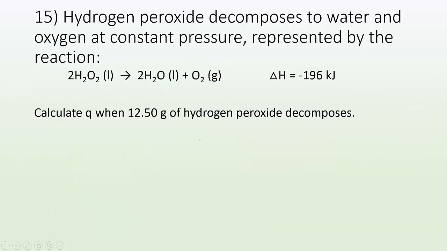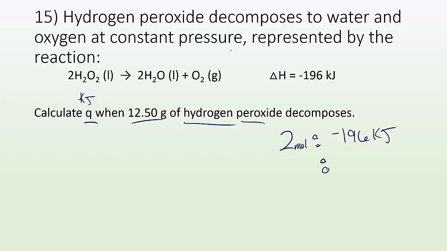All right. 15. More of the same but different. Hydrogen peroxide decomposes to water and oxygen at a constant pressure. They're represented by the reaction as follows. They give you the delta H. It says calculate Q, which is, again, kilojoules, when 12.50 grams of hydrogen peroxide decomposes. So again, we're going to set up a proportion. I know that 2 moles of hydrogen peroxide gives me negative 196 kilojoules as my delta H. So now I have to set up a proportion.